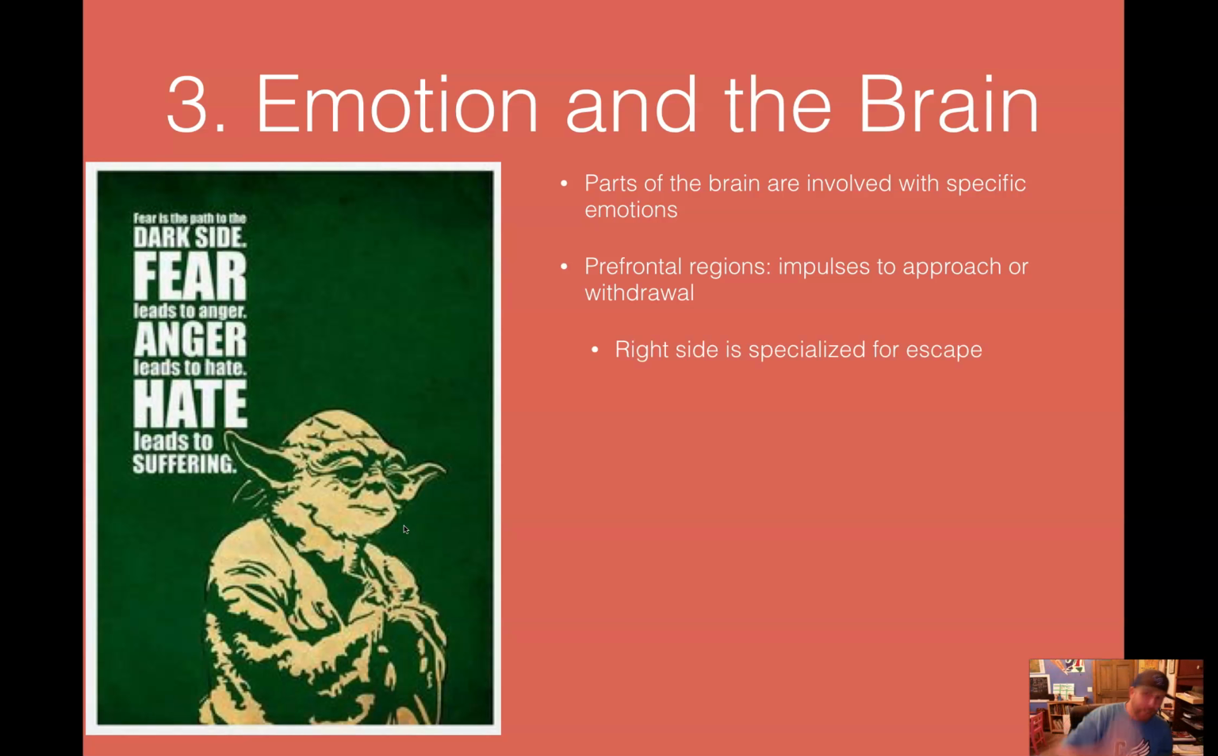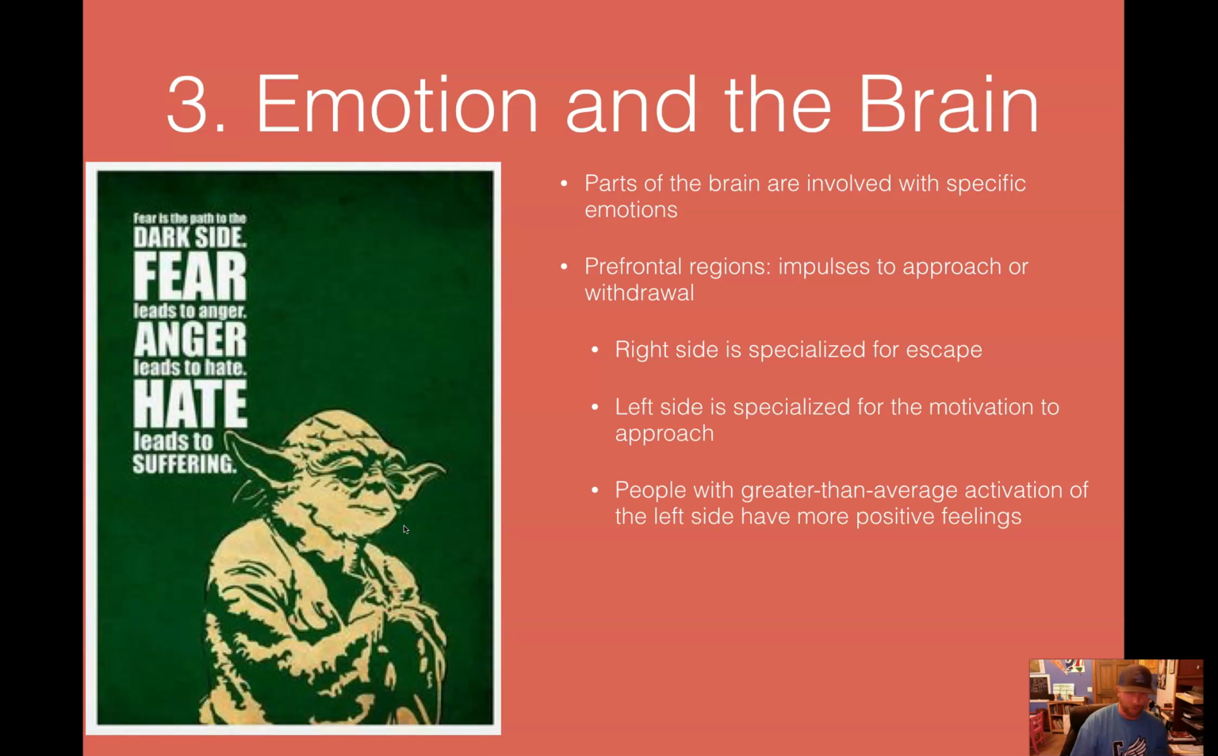The right side is specialized for escape. The left side is specialized for motivation to approach, to be more social. People with greater than average activation on the left side have more positive feelings. So being an optimist might mean the left side of your prefrontal cortex works better than other people's. Likewise, if you're a pessimist, maybe the right side is overactive for you.